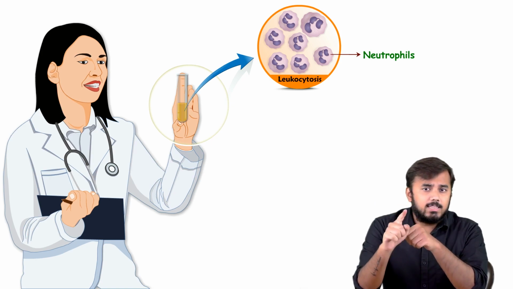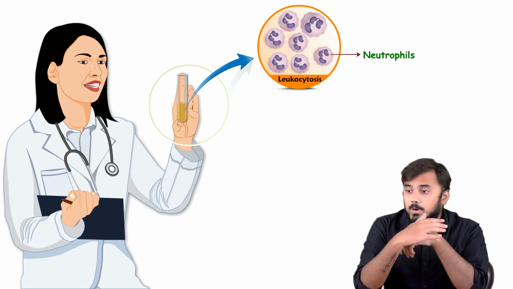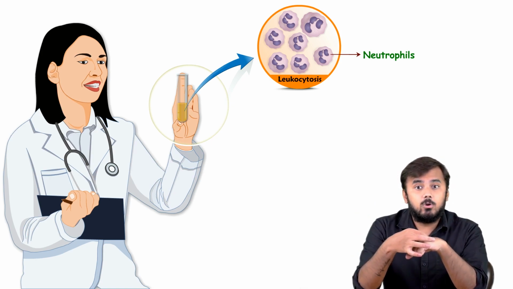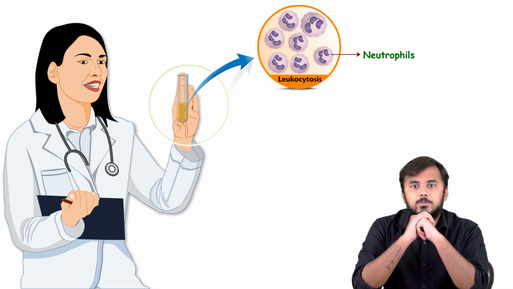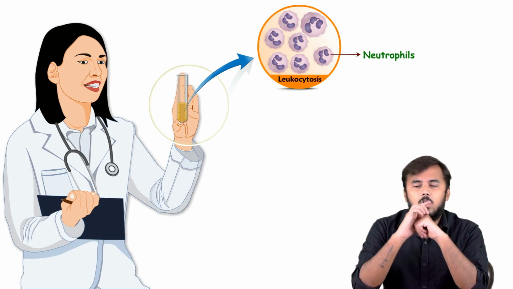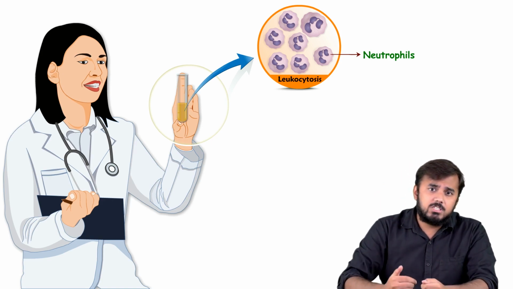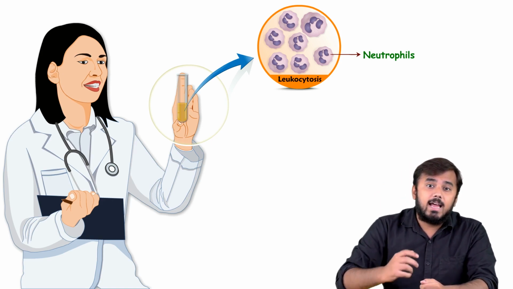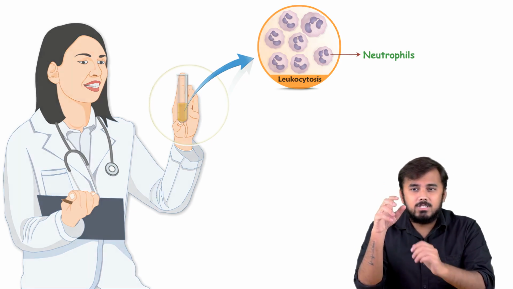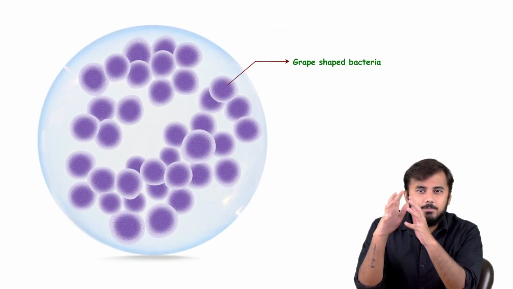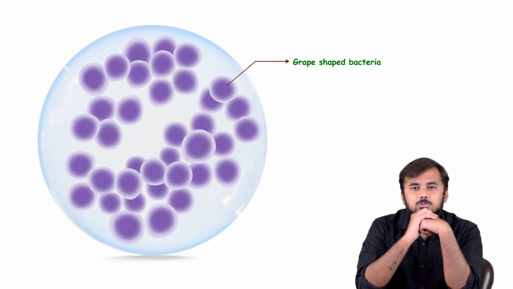Not only that patient in the ICU, but the remaining patients who were on IV cannula with fluids running into them were all having the same infection. All of them were having fever, neutrophilia, and leukocytosis. Upon further investigation, they came to know that there is some bacteria, grape-shaped, cluster-shaped, present in every one of their bodies.